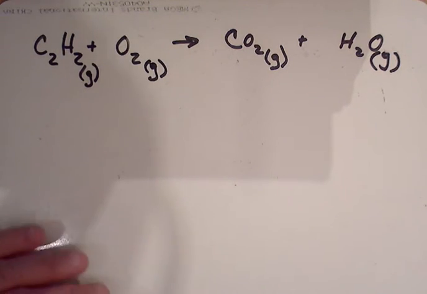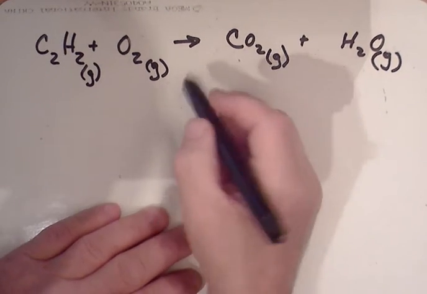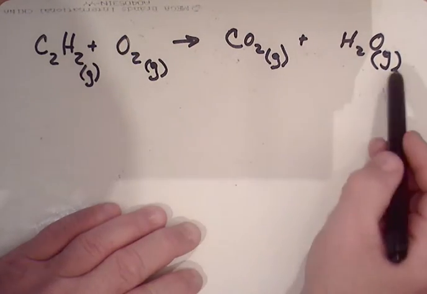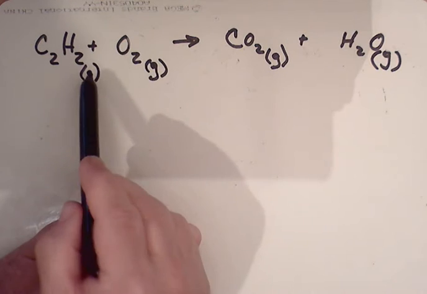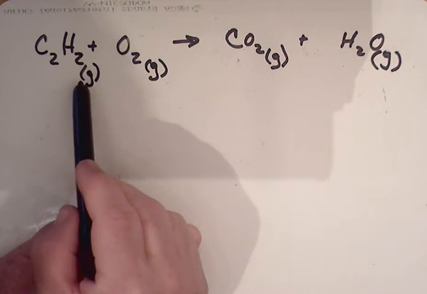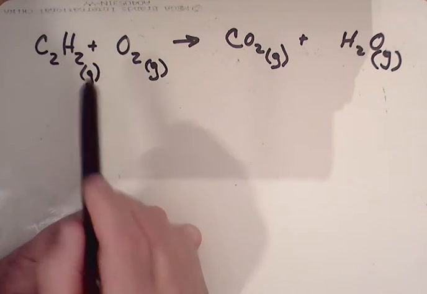Okay, balancing chemical equations. If you notice that there is a G next to every one of the compounds, the G stands for gas. It's a state of matter. If it was an S, it would stand for solid. If it was an L, it would stand for liquid.